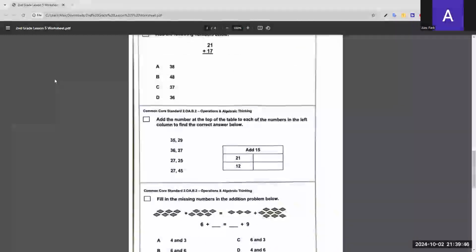And this problem is another table adding problem. So we have to add 15 to 21 and 12. So let's do 15 plus 21 first. 5 plus 1 is 6. 2 plus 1 is 3. So 15 plus 21 is 36. And then let's do 15 plus 12. 5 plus 2 is 7, and 1 plus 1 is 2. So the two numbers that we have are 36 and 27. That would be the second one right here.